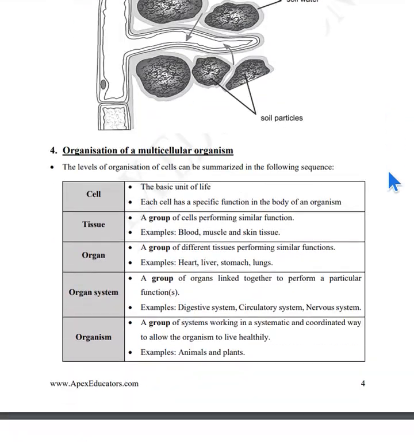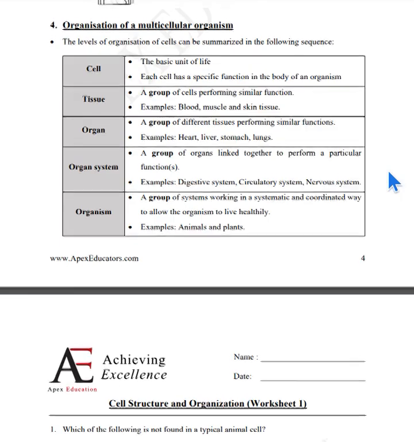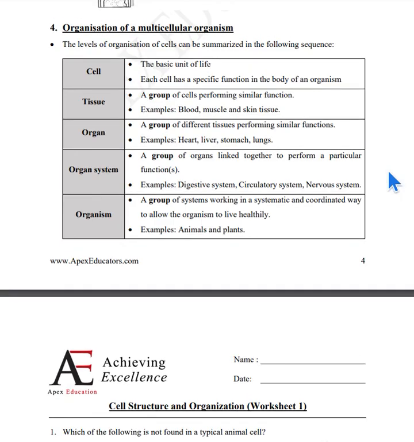You also need to tell me what is the organization of a multicellular organism. The cell is the basic unit of life and each cell has a specific function. Tissue is a group of cells. Organ is a group of tissues that perform a similar function. Organ system is a group of organs, and organism is a group of systems. Organism can be your animals, your plants, anything, so long as it has a group of systems.